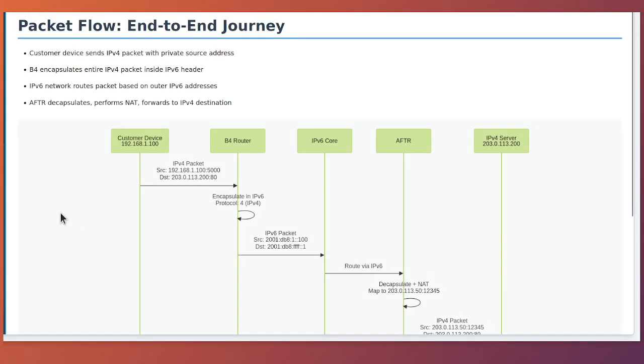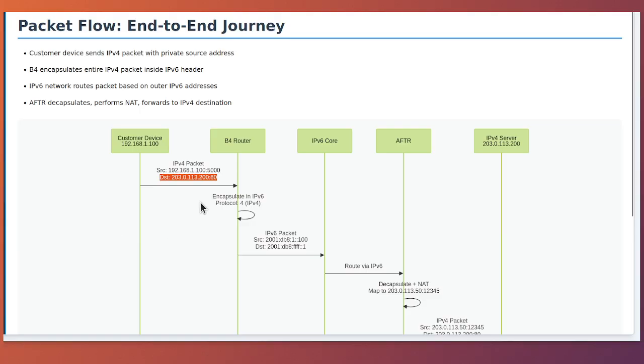Packet flow and encapsulation. Understanding the complete packet flow in DS-Lite is essential to appreciating how the technology works end-to-end. Let's walk through a typical scenario where a customer device wants to reach a server on the IPv4 Internet. The customer device, let's say a laptop with IP address 192.168.1.100, initiates a connection to a web server at a public IPv4 address. The laptop creates a standard IPv4 packet with its private source address and the server's public destination address, along with source and destination port numbers for the TCP connection.